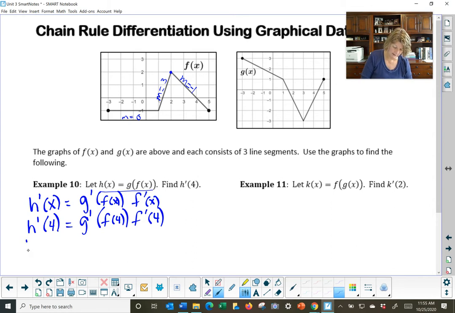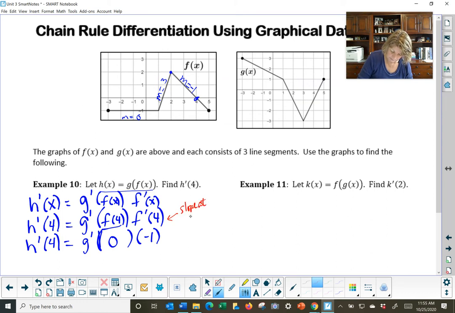We can get a couple pieces from our graphs. So g prime of f of 4. f of 4 is the point, isn't it? Not the slope. So that would actually give me a 0. And then f prime of 4, what's the slope along there? It is -1. If you want to indicate, this means the slope at x equals 4. Okay? But you knew that.